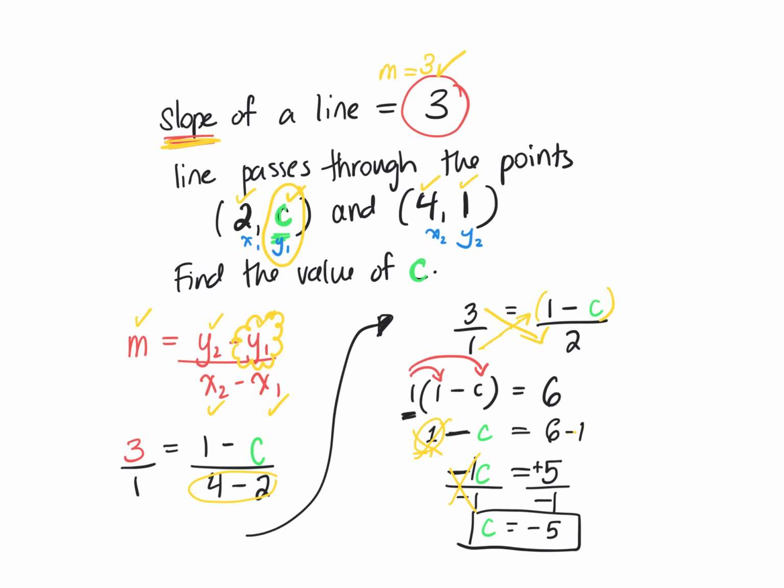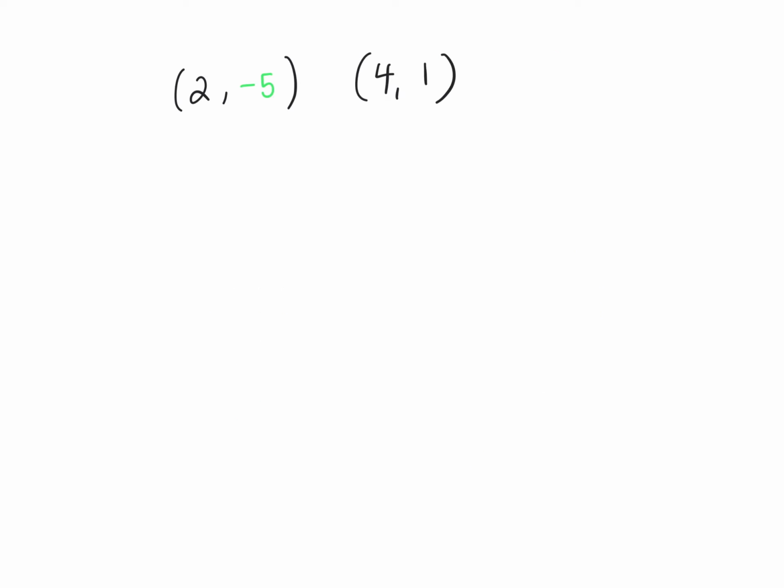Okay, let's see if this makes sense. We were told that the slope has to be 3. When we plug in these values, we can find that C is equal to negative 5, and it makes this statement true. Okay, so we're going to see if this makes sense.